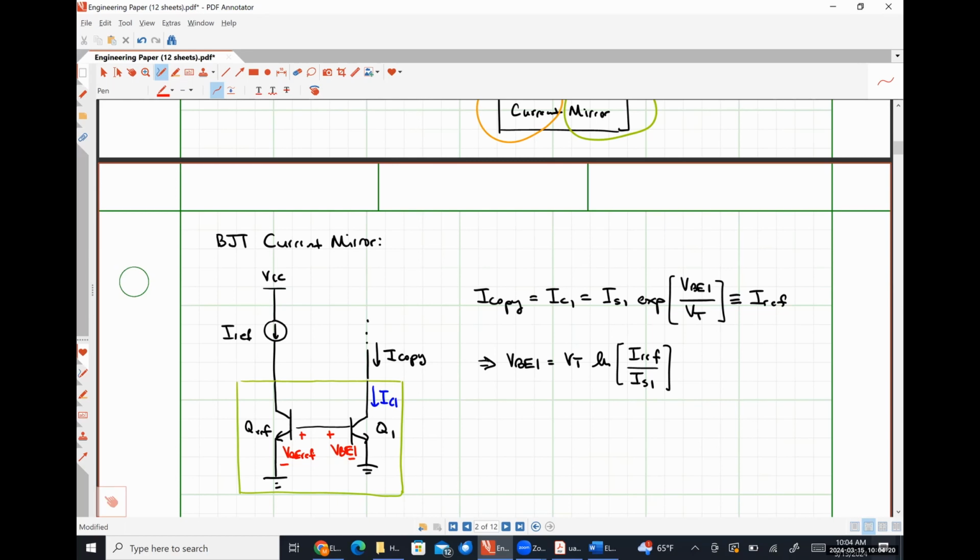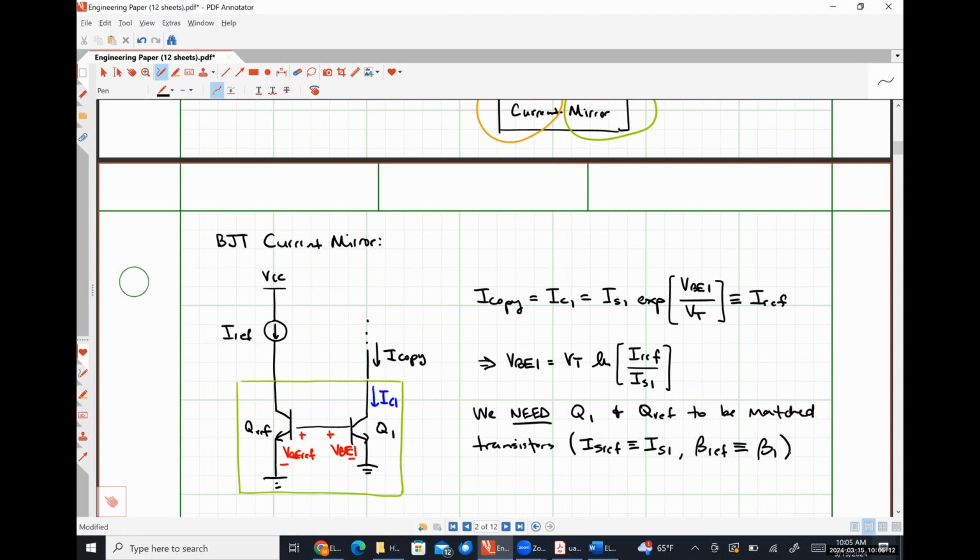It's impossible for those voltages to be different, which means arguably their collector currents should be the same if those transistors are identical, right? So we need Q1 and Qref to be what we're going to call matched transistors. And that matching simply means that IS ref must be equal to IS1, beta ref must be equal to beta 1, etc.